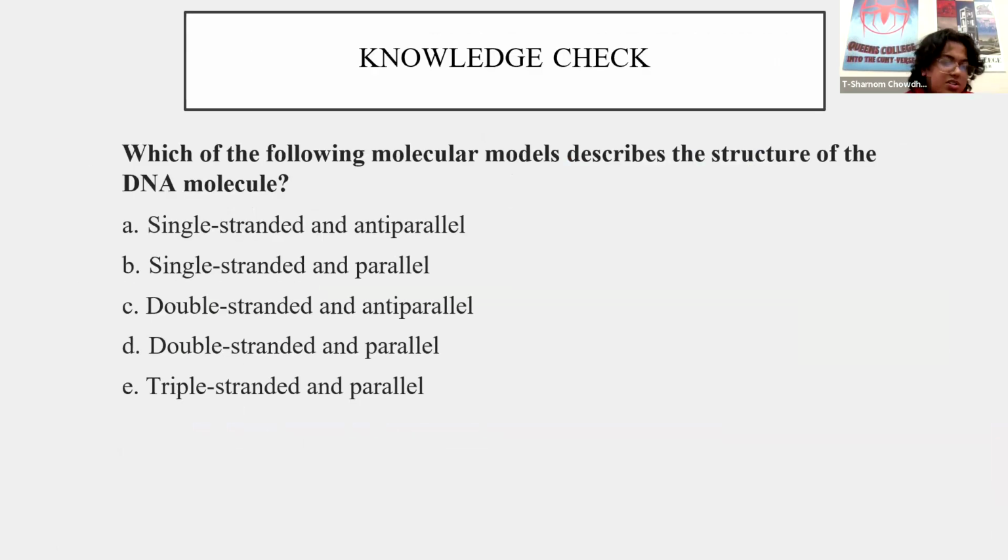So we just went over this. Which of the following models describes the structure of DNA? C. Yeah, double-stranded antiparallel. Good job.